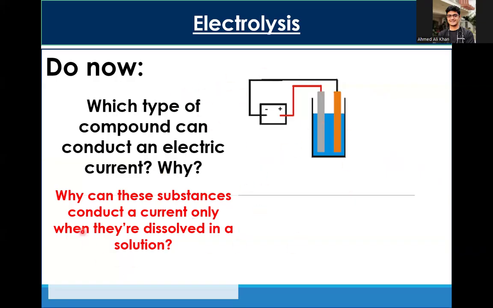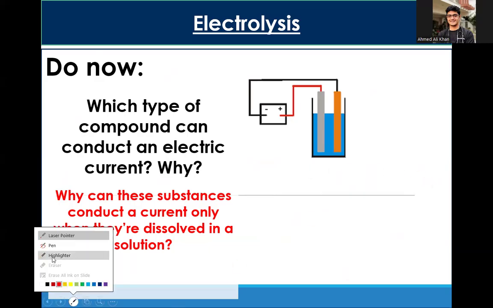So solutions which contain mobile charges, like charged particles, are ionic solutions, right? Because if you dissolve an ionic compound in water, in a solvent, the ionic compound will dissociate into its constituent ions, right?